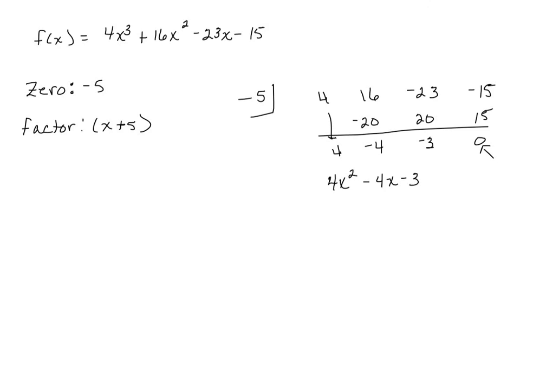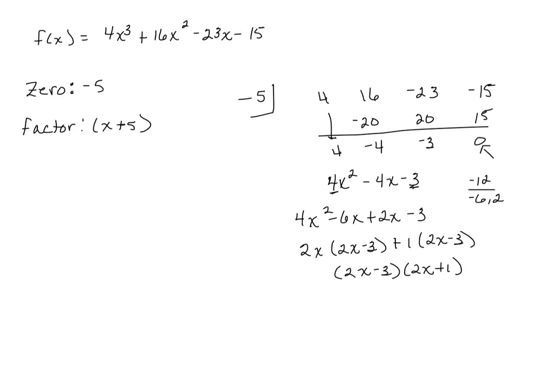So from here I have to factor. This is not something that factors easily. So you multiply your leading coefficient times the constant, you get -12. What multiplies to give me -12 adds to give me -4. It's -6 and +2, so I factor from there. So my other factors here are going to be 2x minus 3 and 2x plus 1.